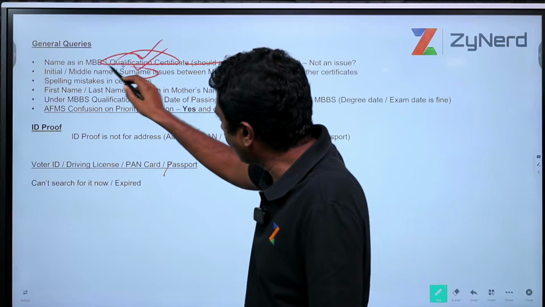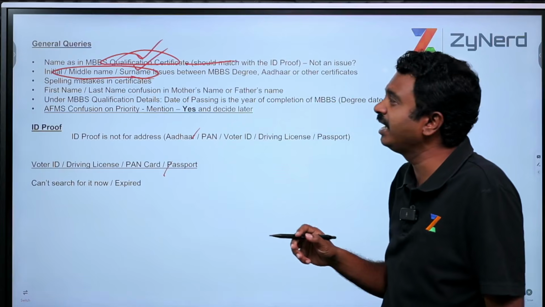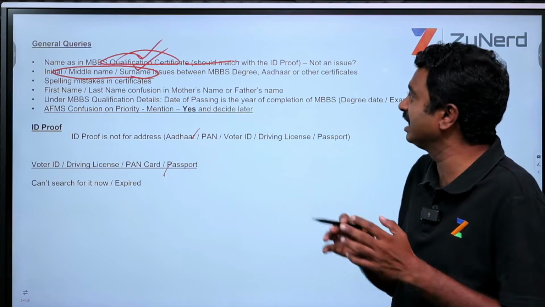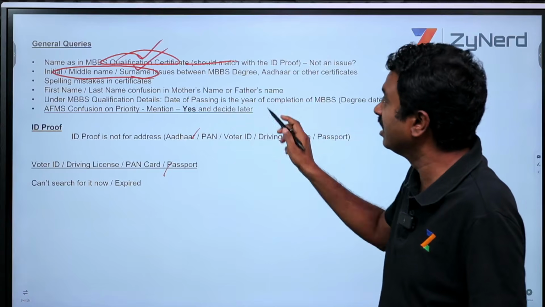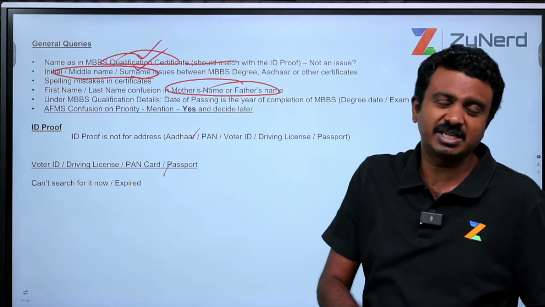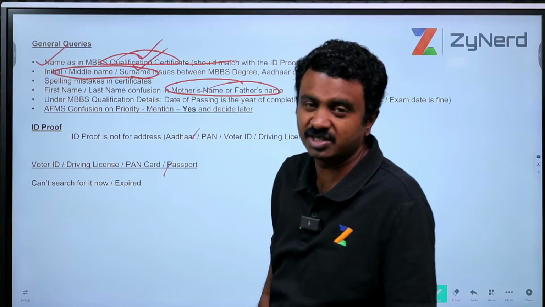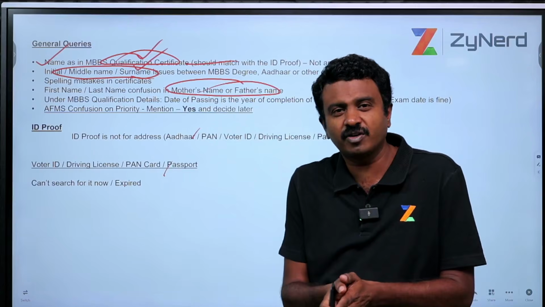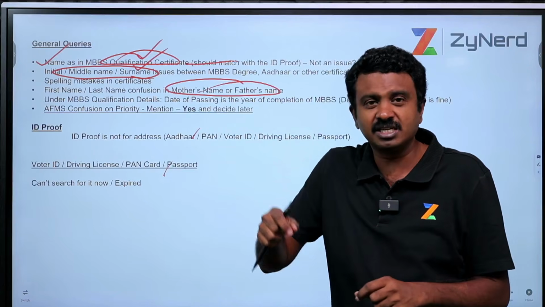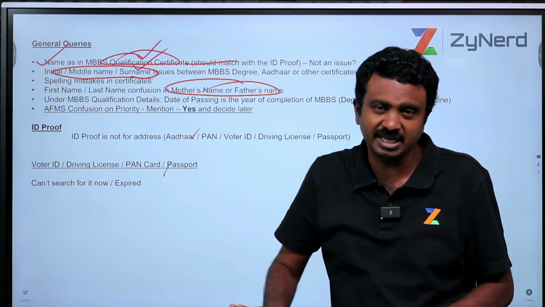Now, there are a lot of candidates who have come up with initial, middle name, surname issues between MBBS degree, Aadhaar, other certificates, etc. My mother's name, first name, last name is different, etc. All you need to do is enter as per MBBS qualification. Even if your Aadhaar, in case you have gone for Aadhaar verification, hasn't matched, there is a difference, no issues at all. They will allow you to write the examination.